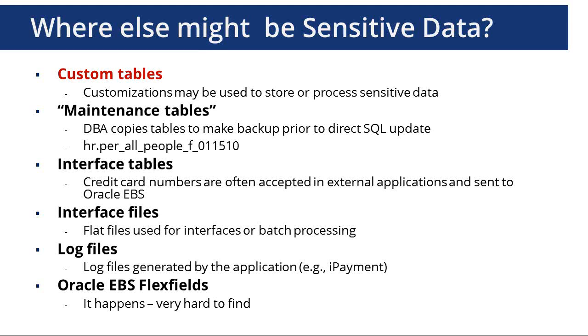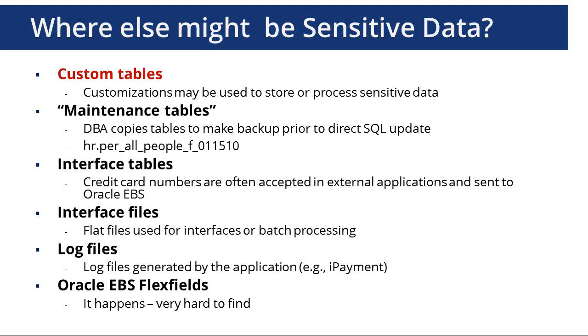So you may have an interface out to another system that requires HR data, and for some reason the developers 5 years ago put in social security number to get passed. Well, then that gets stored into a table. Another area is maintenance tables. DBAs are very good about protecting data and backing it up. So whenever they're told by Oracle to do a direct SQL update, and this happens more often than you'd actually think, they may have to update the PER_ALL_PEOPLE_F table.